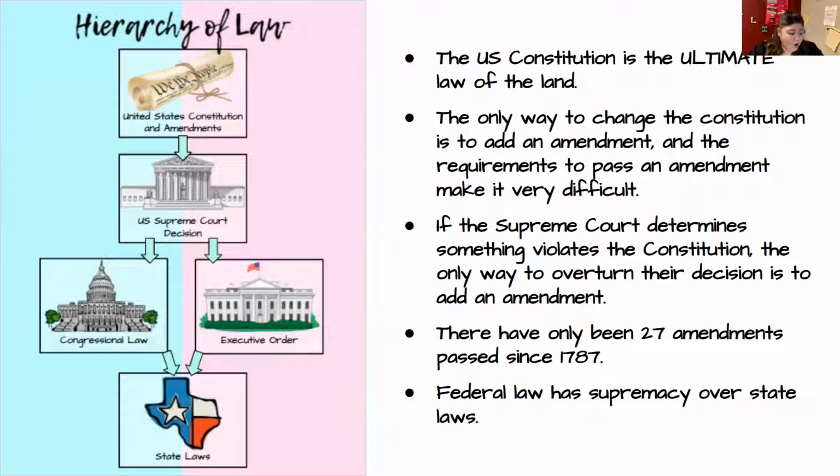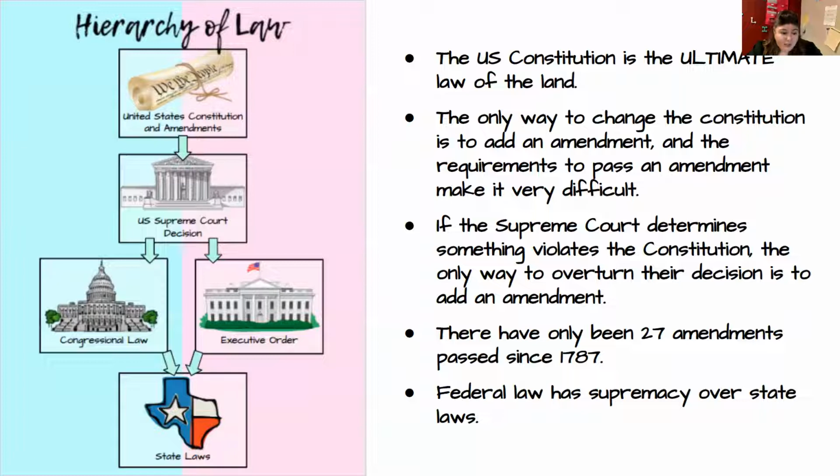Then that's where you see the Supreme Court. Under the Supreme Court, you have the congressional law and the executive order. If the Supreme Court determines something violates the Constitution, the only way to overturn their decision is to add an amendment. For example, what if the president decides to make an executive order where he is president for life? Obviously, that is unconstitutional. The legislative branch and the judicial branch would come together and create an amendment that says presidents can only run for so many years.